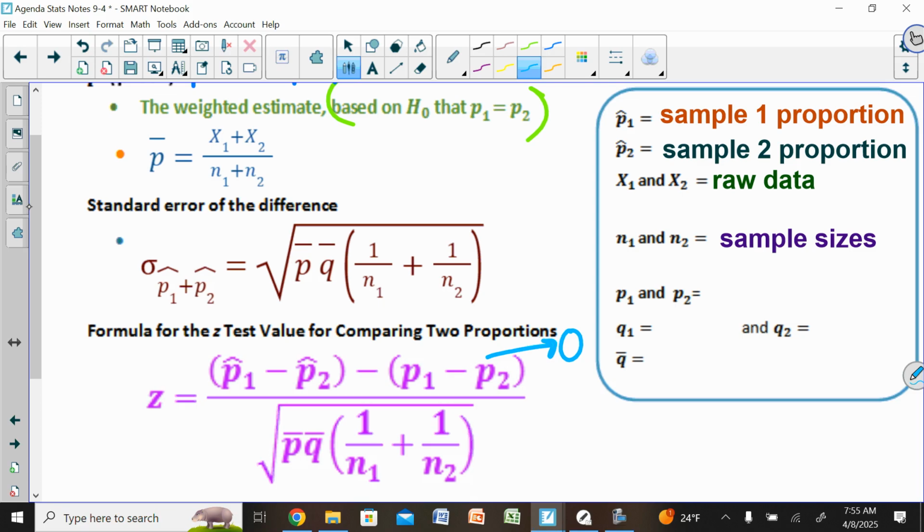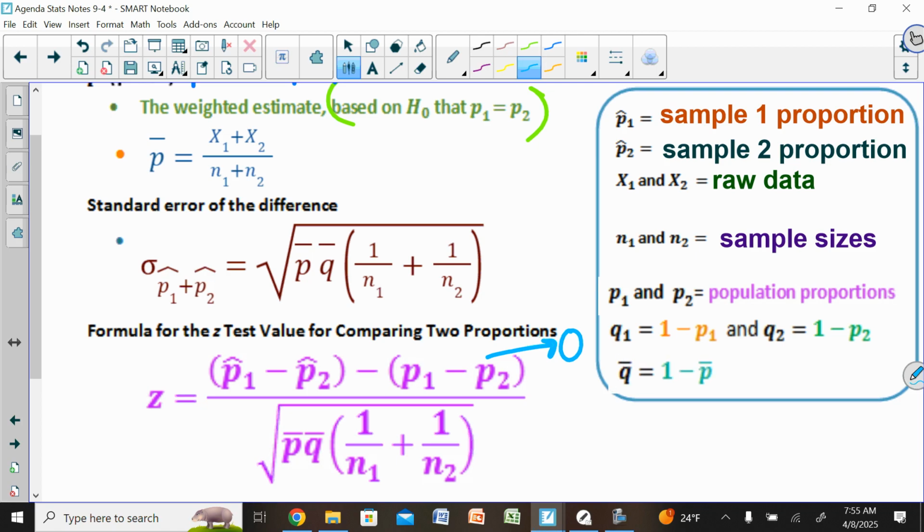We're going to make our assumption, remember, based on our null hypothesis that they're equal, and then we're going to have an inequality for our H sub 1, but no specific number. So obviously then to find q1 and q2, it's 1 minus our population proportion. And to calculate q bar, p bar is our x1 plus x2 over n1 plus n2, our q bar is just 1 minus that.